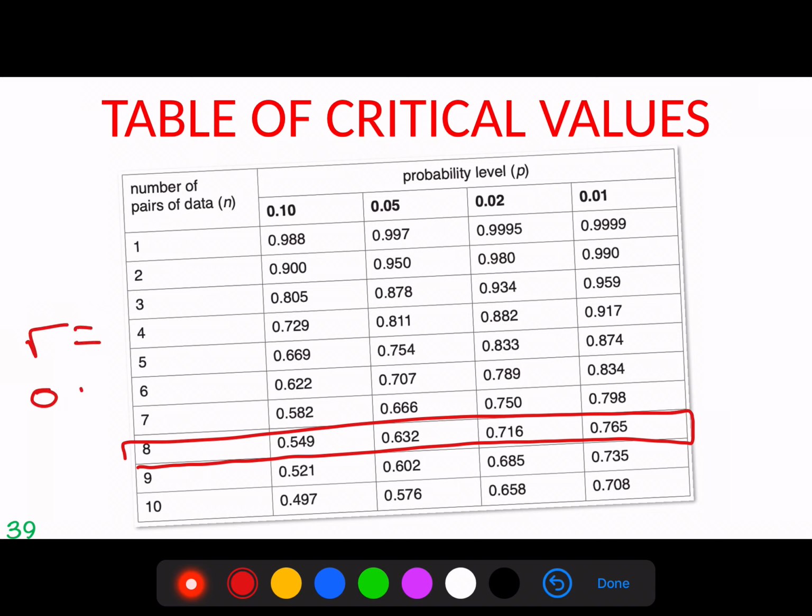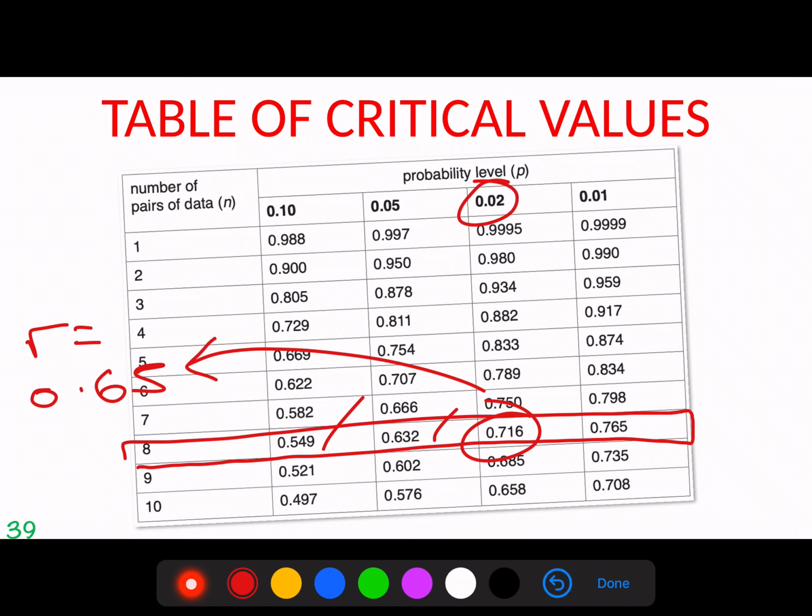R equals 0.65. How does that compare with those 4 numbers? Well, it's more than that one, so that tells us that we are 10% confident we have a significant correlation. It's more than that one, which tells us that we have a 5% confidence level that our data is significantly correlated. But it's less than this one here, okay? As you can see, 0.65 is less than 0.716. That tells us that we cannot say with 2% confidence that our data has a significant correlation.